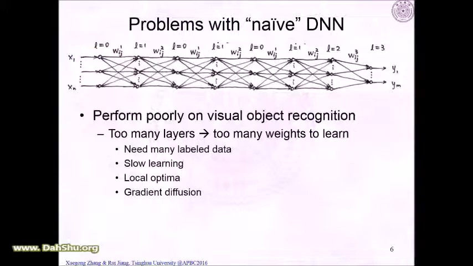And also, remember how we learn this network: we get the gradient of the error at the output, and we gradually broadcast the error message back to all the weights. We can imagine that when we have many layers, the gradient will diffuse.